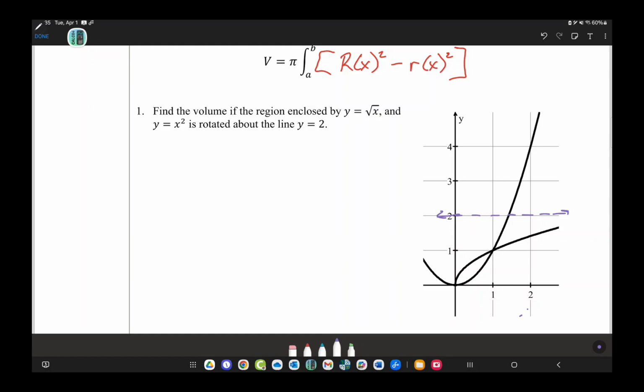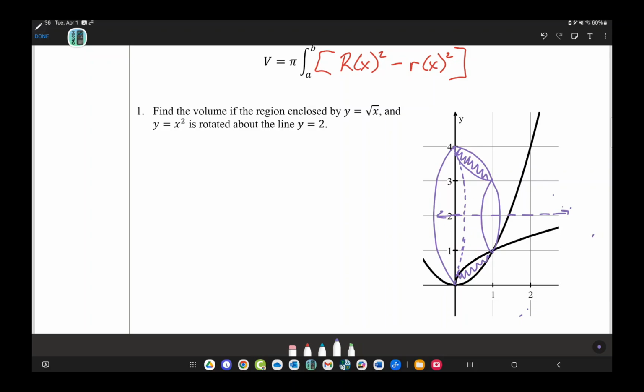Again, a horizontal line is the same as the x-axis. If it's parallel to the x-axis, it needs to be in terms of x. If it's parallel to the y-axis, it needs to be in terms of y. So that means I'm going to mirror this function up here and rotate it, as best as I'm going to do that. So this is going to be rotated around, creating some really nice shape here.